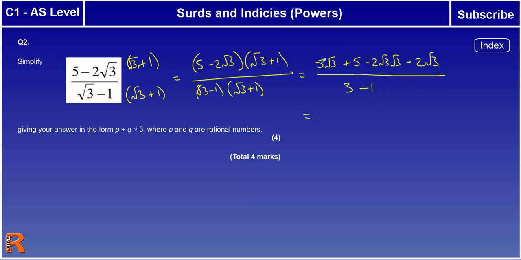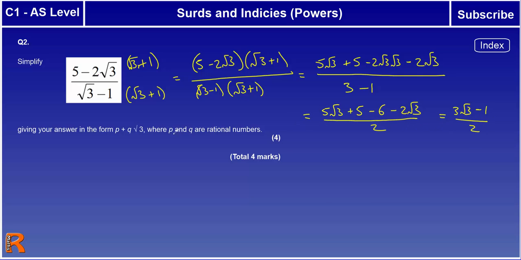Okay, so let's simplify the top. We can add it to the 5, because root 3 times root 3 is the square root of 9, which is 3, and 2 lots of that is 6. So let's take away 6 minus 2 root 3. So we've got 5 root 3 minus 2 root 3 is 3 root 3, and plus 5 minus 6 is minus 1. And on the bottom, we've just got 2, so that's over 2.